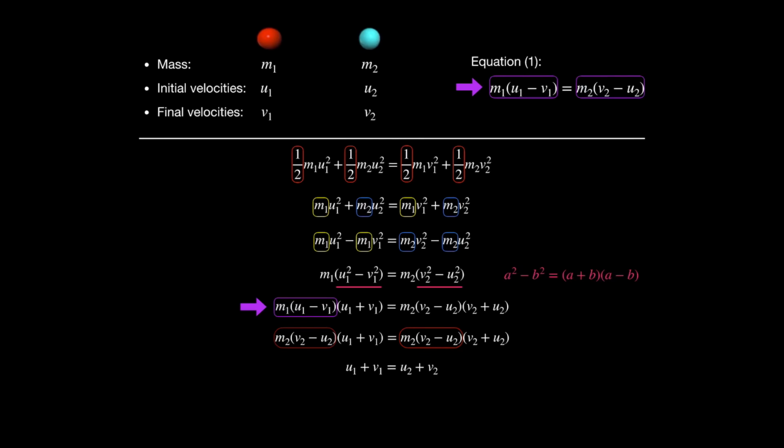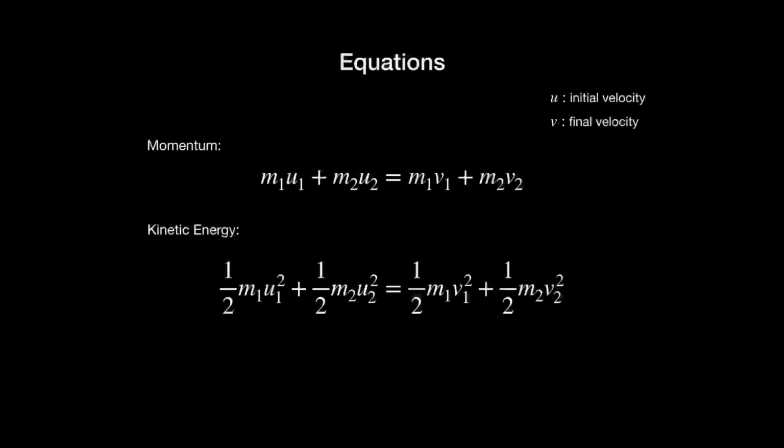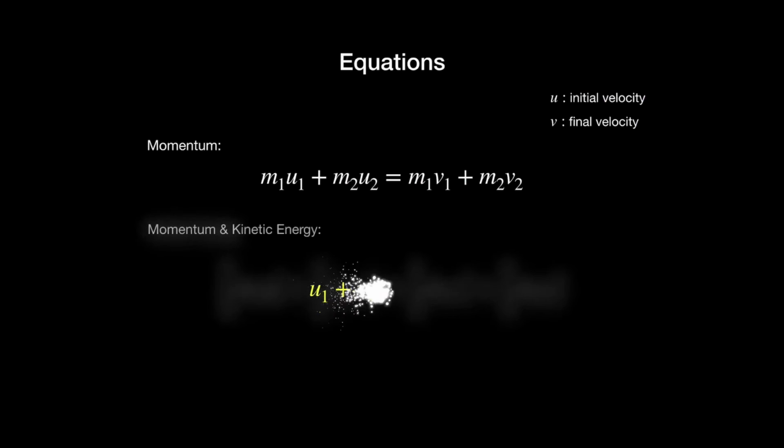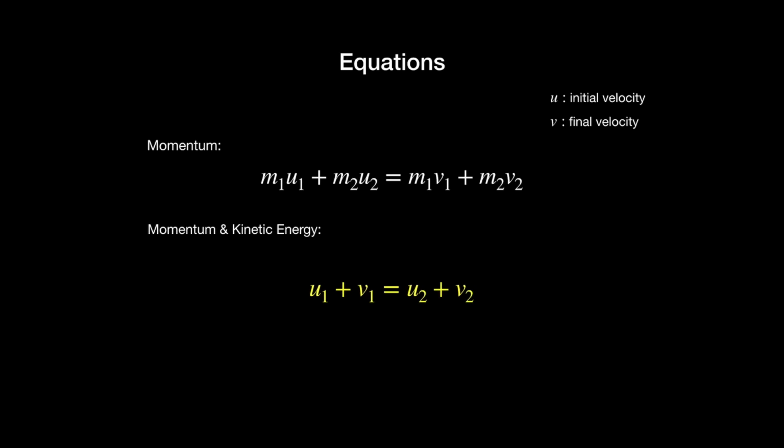What does it mean? It means the sum of the initial and final velocities of ball 1 equals that of ball 2. As we have got this simple equation, we don't have to solve any equations with squares now. With this shortcut, you can solve a one-dimensional momentum question in seconds.